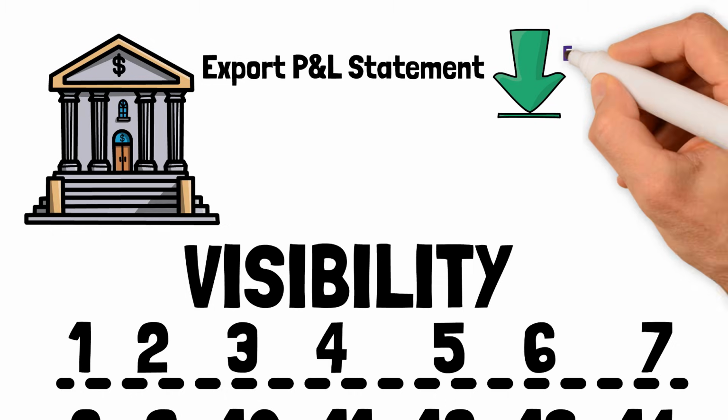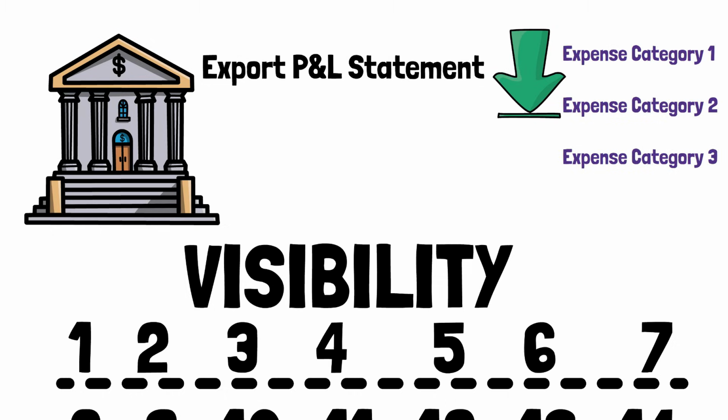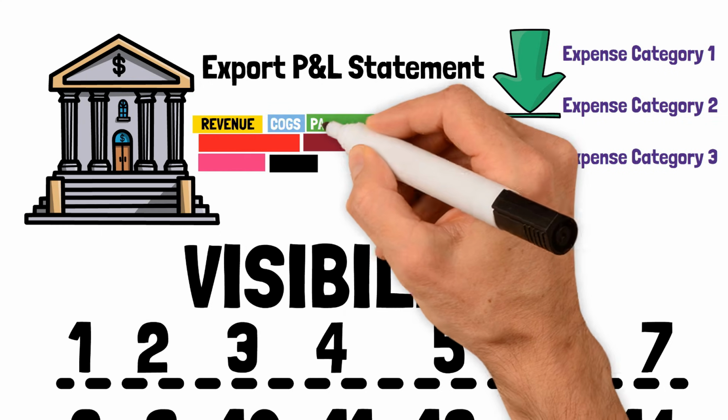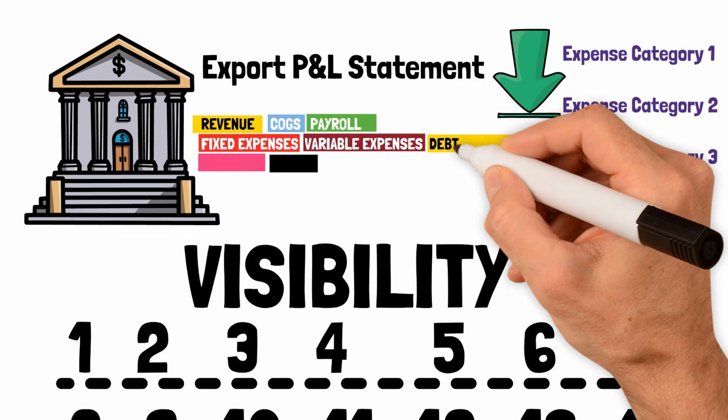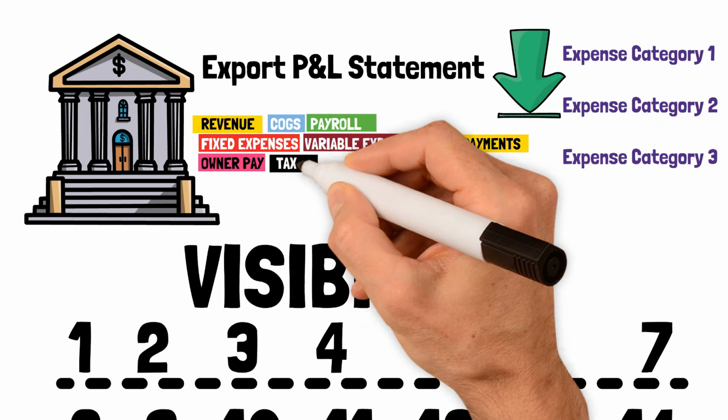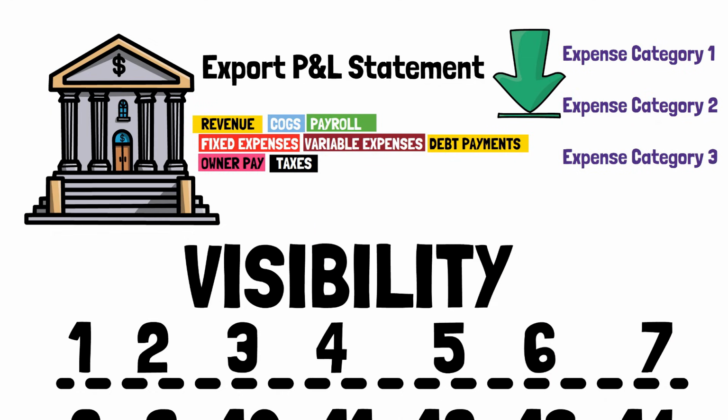Now divide every expense into clear categories. Keep it simple: revenue, cost of goods sold, payroll, fixed expenses, variable expenses, debt payments, owner pay, and taxes. Do not overcomplicate this with 40 line items. The goal is clarity, not perfection.